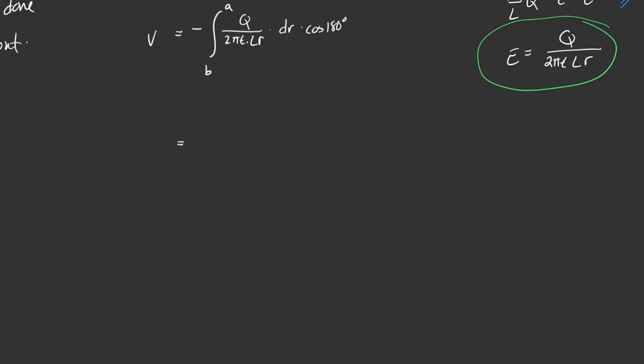So I could rewrite this as Q over 2 pi epsilon L integrated from B to A of 1 over R dr. Those of you who've had calculus know that this is a special antiderivative. We can't use the polynomial rule because you end up dividing by 0. Those of you who don't know this, you need to become acclimated that the antiderivative of 1 over R is the natural log of R. So you need to memorize that, you need to learn it.